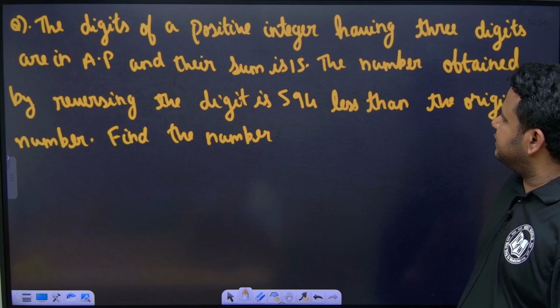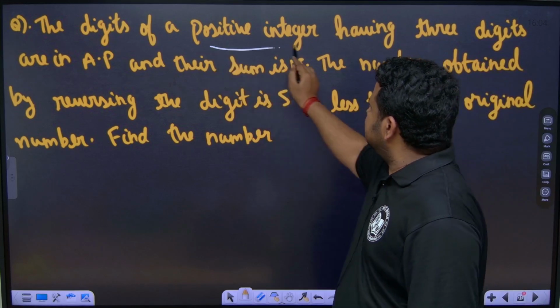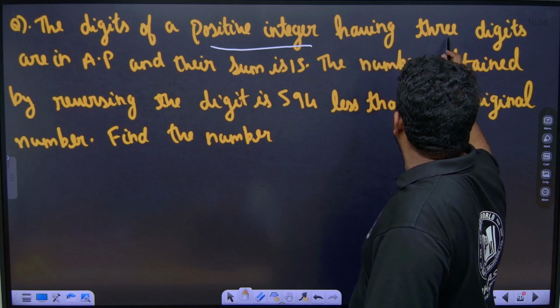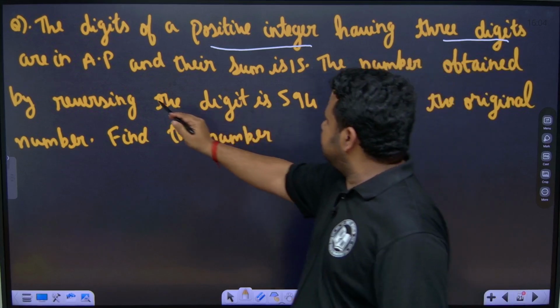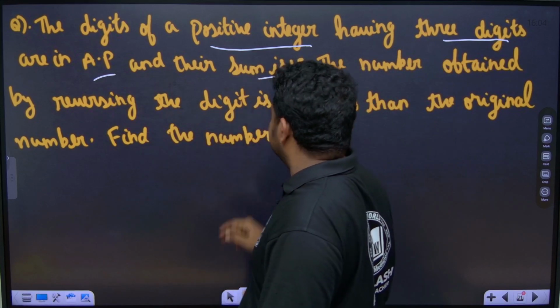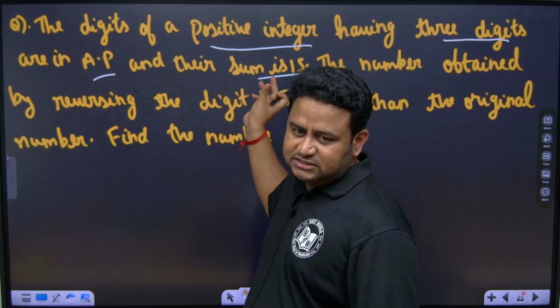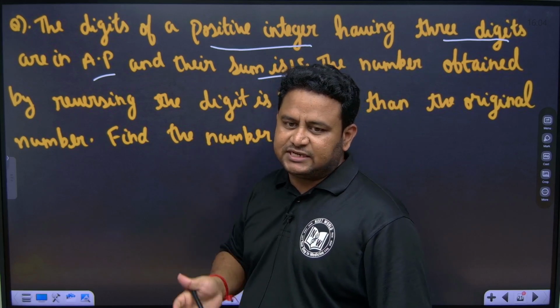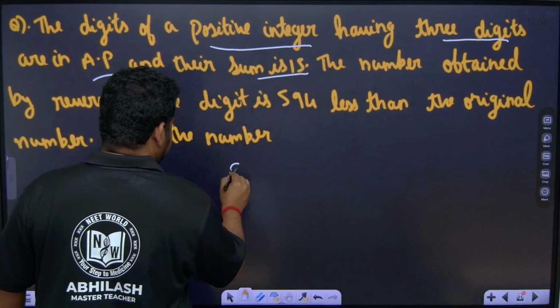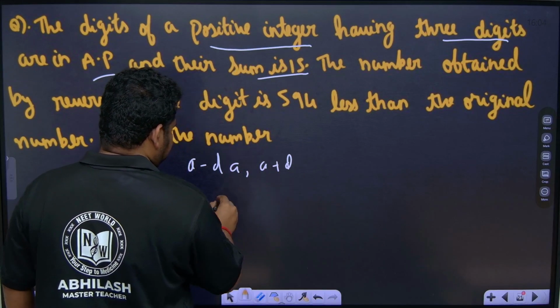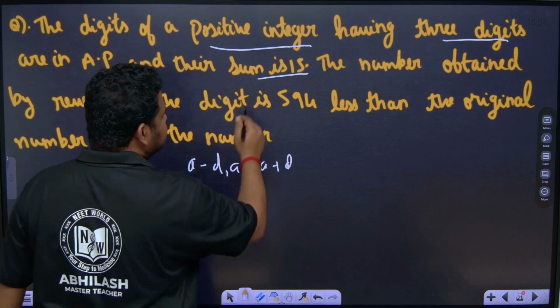Okay, they are telling the digits of a positive integer. They are telling positive integer, so we are not considering negative. The digits of a positive integer having 3 digits are in AP, and their sum is 15. 3 digits means the terms are 3. So what should I take? A plus D, A, A minus D. These are the terms, and the sum is 15.